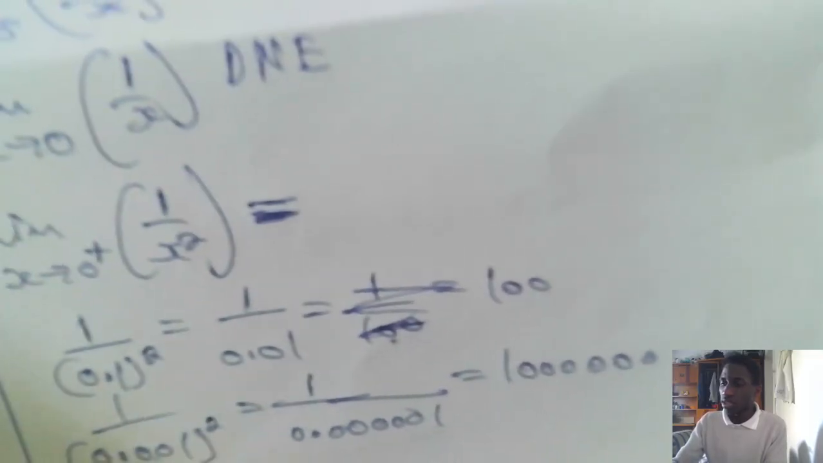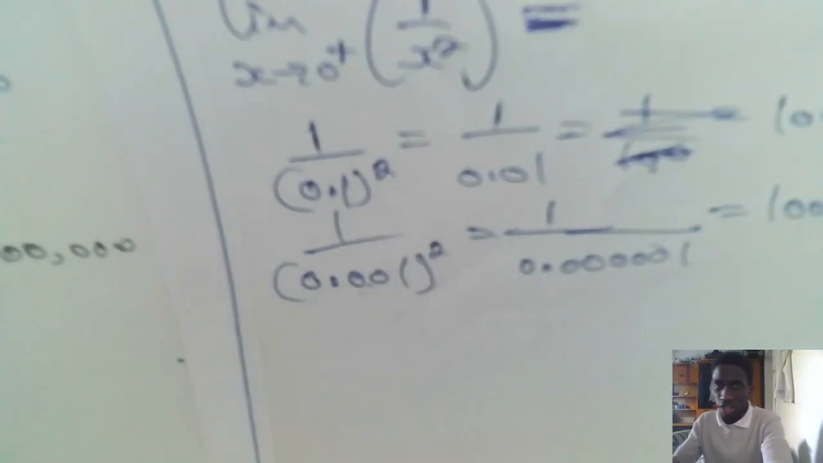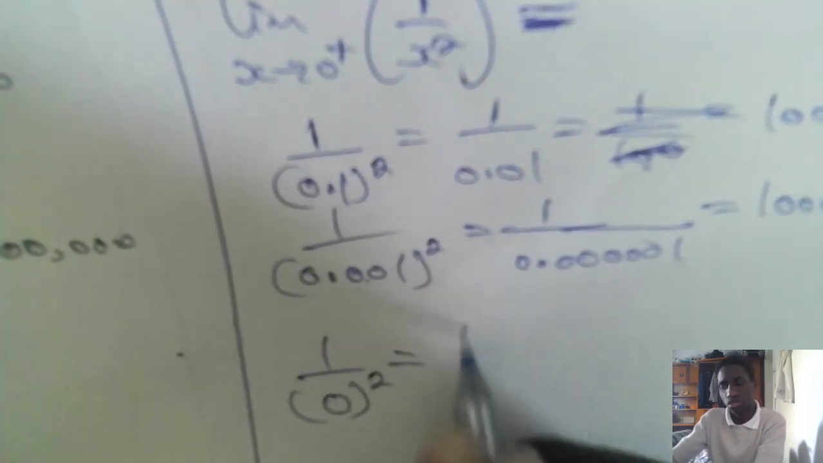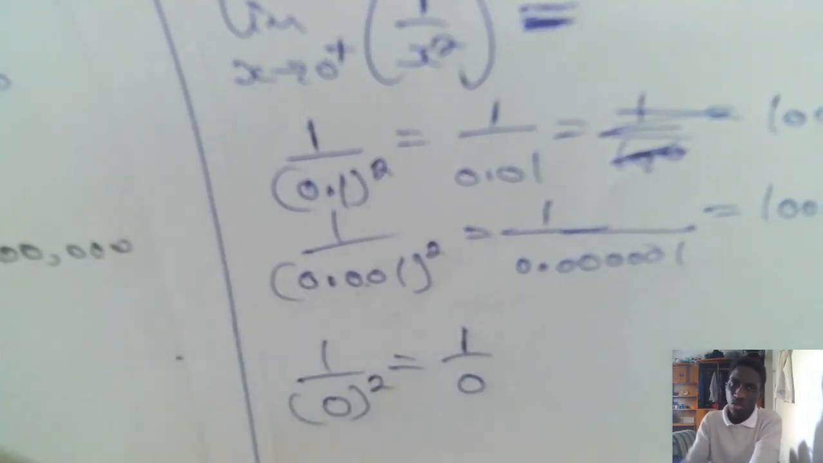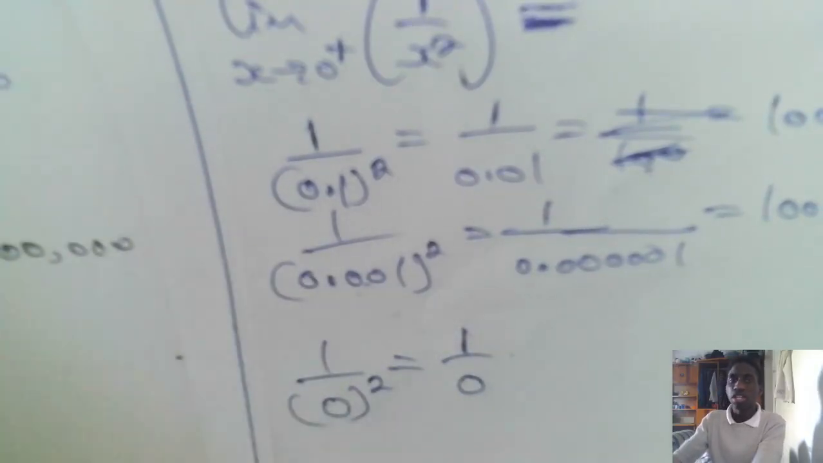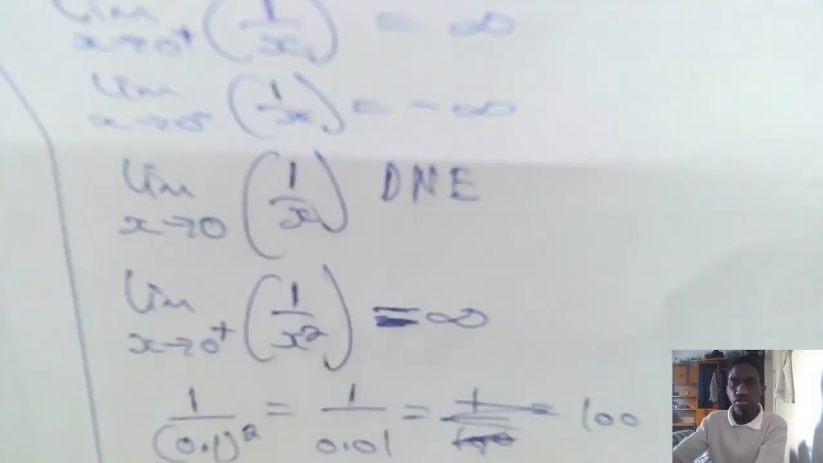So intuitively, you can use this test, but just by intuition. 1 over 0 all squared. 0 all squared would still be 0, so you have 1 over 0, which tends to give you very, very large figures. So we can conclude now that the answer to this is infinity. That's the answer to that one.